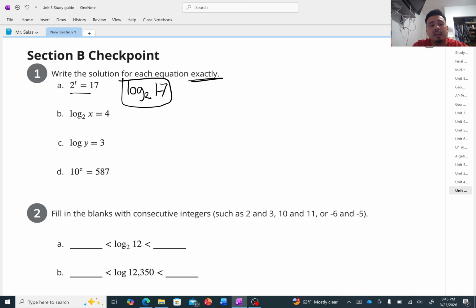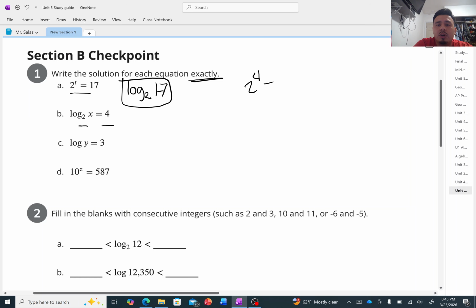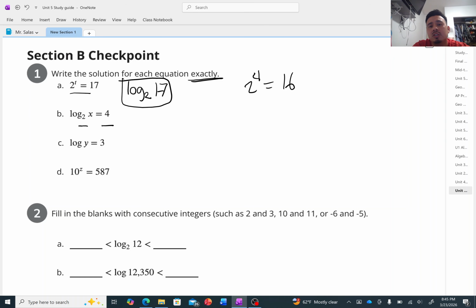So now let's look at the next one. Log base 2 of x is equal to 4. 2 to the power of 4 is going to be my x value. Let me write this right here. 2 to the power of 4 is going to be equal to 2 times 2 is 4, times 2 is 8, times 2 is 16. So it's going to be 16. So my final answer for B is 16.